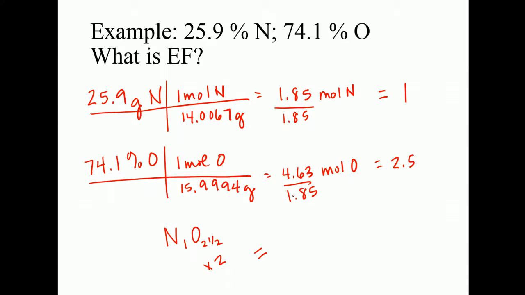And you have to do that with both subscripts. So that means our empirical formula is N2O5. And you want to check when you're done, are those subscripts the lowest whole number ratio possible? And 2 to 5 can't be simplified any further, so it would be correct.